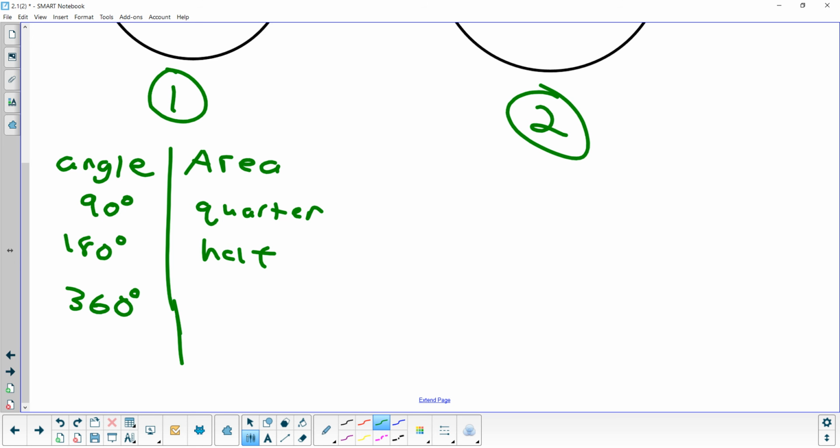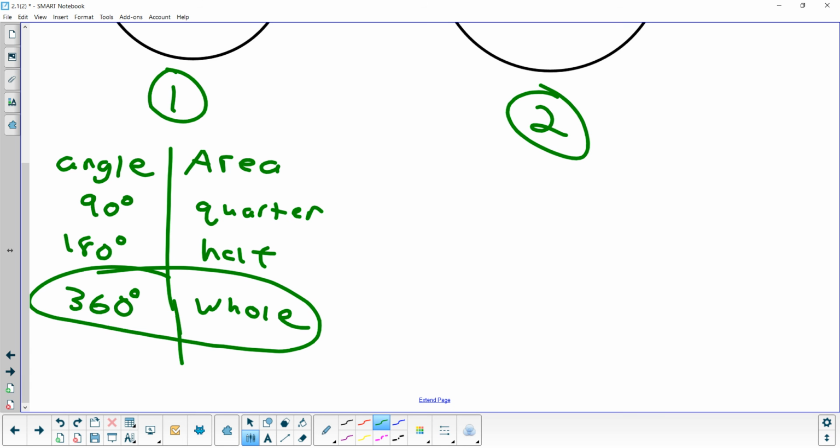What if the angle was 360 degrees? How much would the area be? Pete? That's all of it. All of it, yeah, the whole thing. So here is a connection we can figure out. If the angle is 360 degrees, then the area is the whole thing. We just have to find, well, how much is the whole thing? Okay. So let's start with the 360.